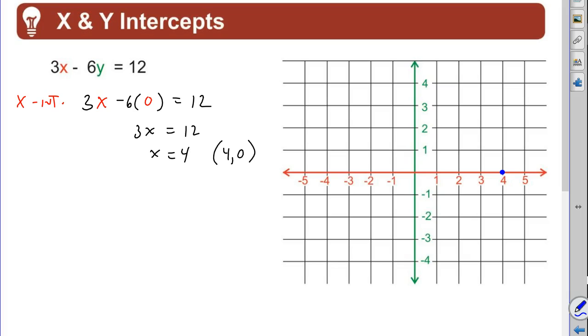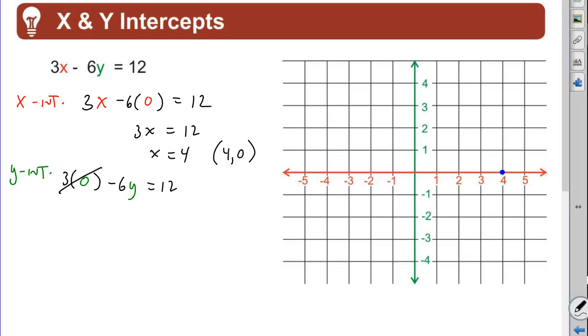Let's take the same function now, and this time let's find the y-intercept. Remember, for any y-intercept, I want the x to go away, or to be 0. So again, I'm going to take that function, and now where the x is, I'm going to put in 0. 3 times 0 is 0. You're left with -6y = 12.